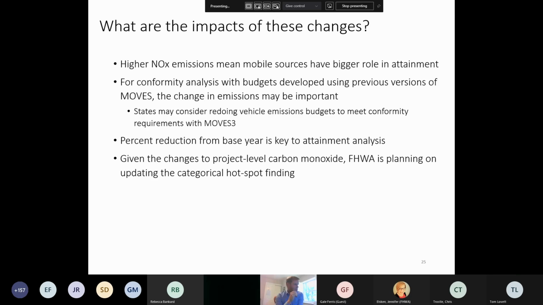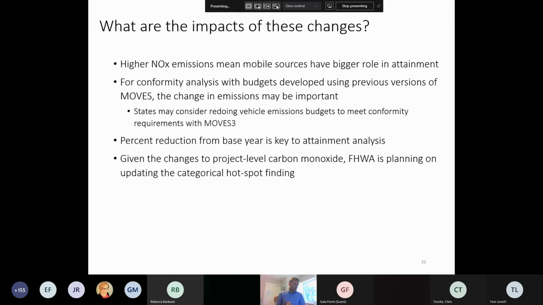So, potential implications. Focusing on that NOx increase, if you do see an increase in NOx for your out years, what does that mean for policy, for SIPs and conformity? Well, it certainly means that mobile sources are going to have a bigger role in attaining the standards, whether it's the ozone standard or the particulate matter standard. It's going to be a bigger part of the pie and therefore a bigger part of the solution.